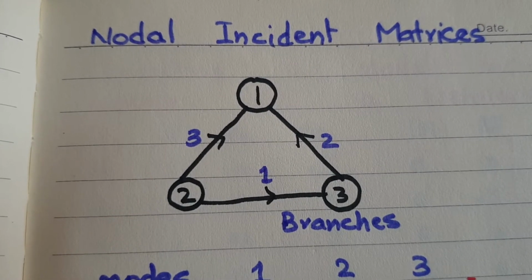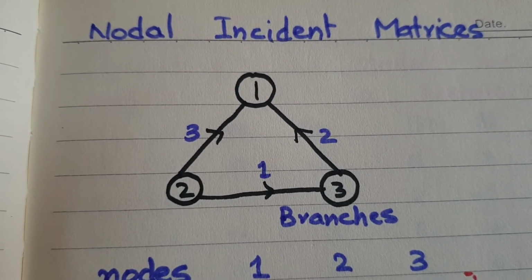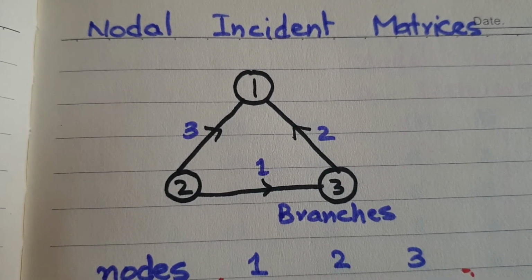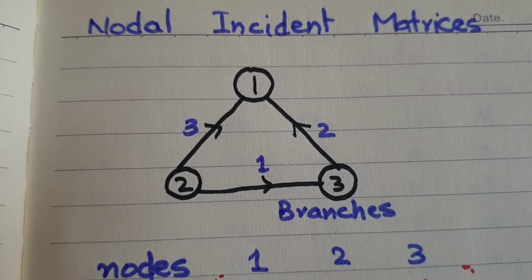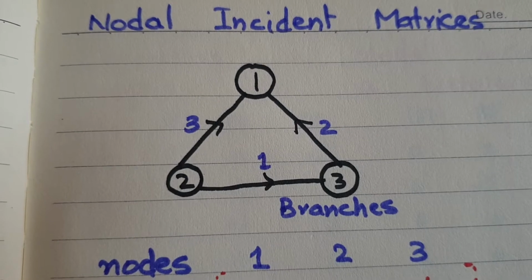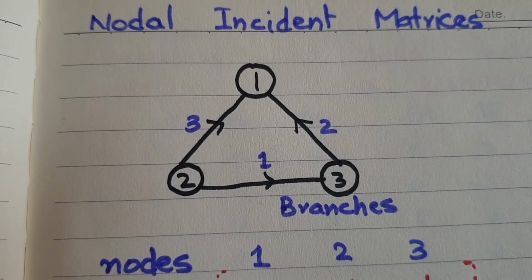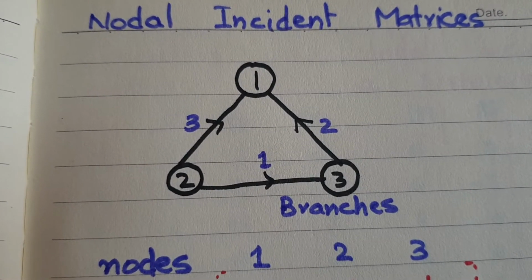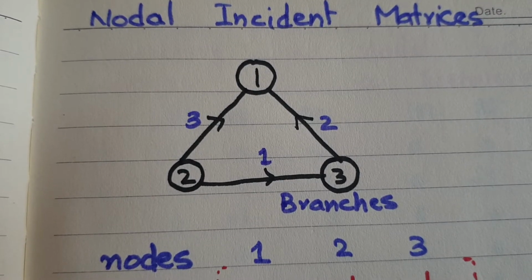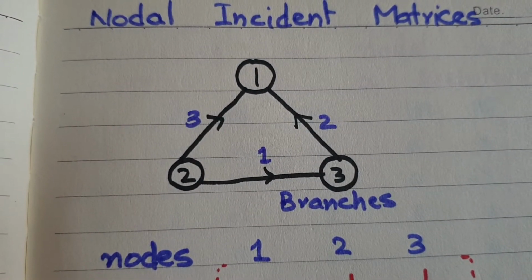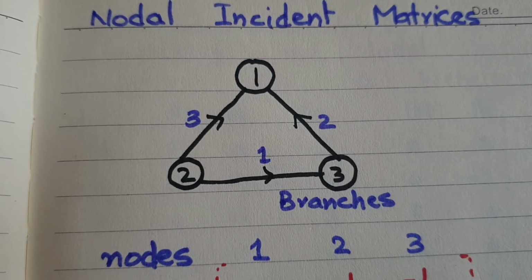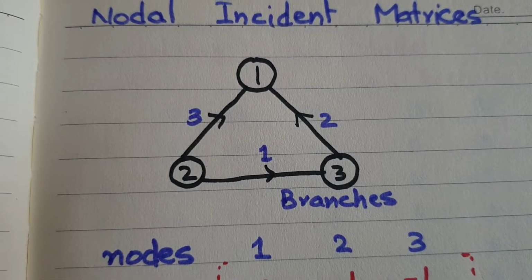The purpose of translating the electrical network into the nodal incident matrix is to study the different characteristics associated with an electrical network. Or if we want to solve a complex electrical network through the computer system, then first of all we are supposed to convert that network into the nodal incident matrix.